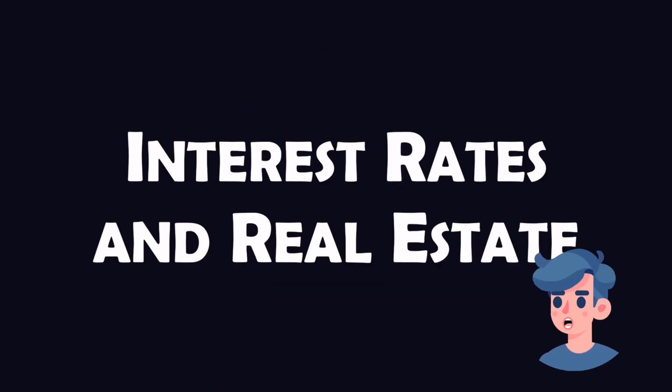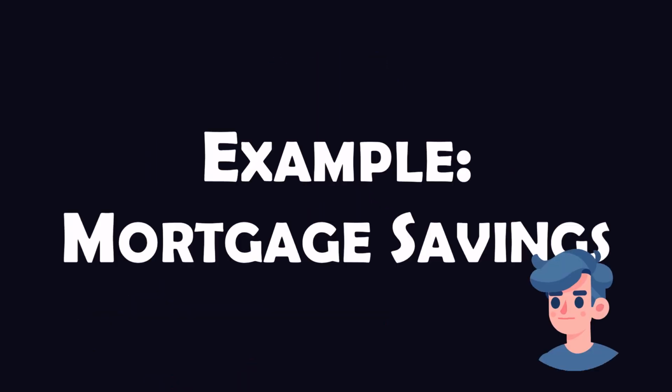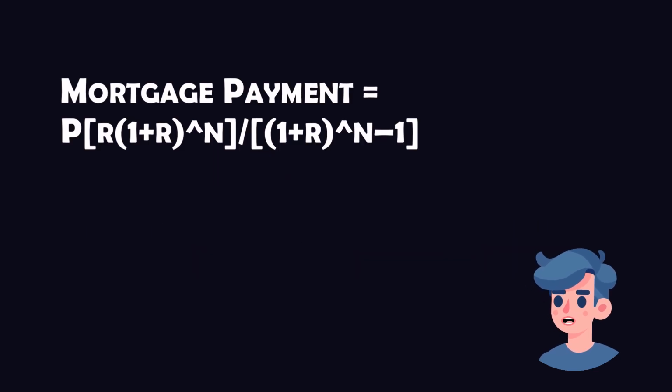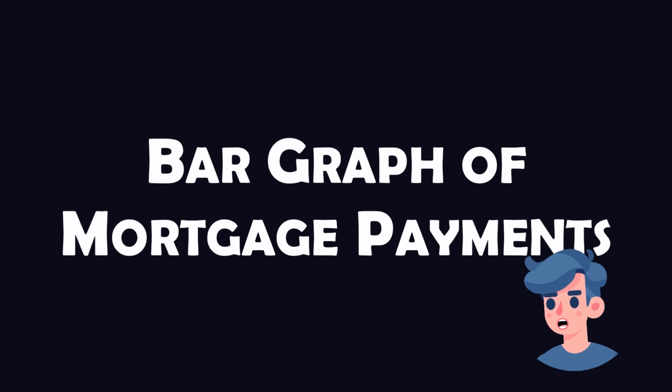Another area where interest rates play a crucial role is in real estate. Lower interest rates can make mortgages more affordable, boosting the housing market. For example, if mortgage rates drop from 4% to 3%, a borrower could save approximately $167 per month on a $300,000 30-year mortgage. Let's visualize this saving with a bar graph showing monthly payments at different interest rates.